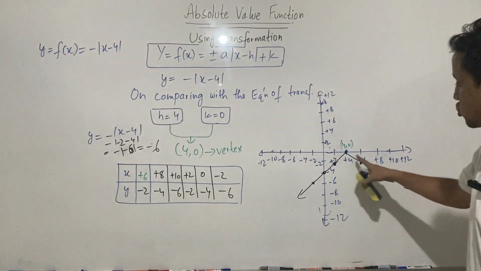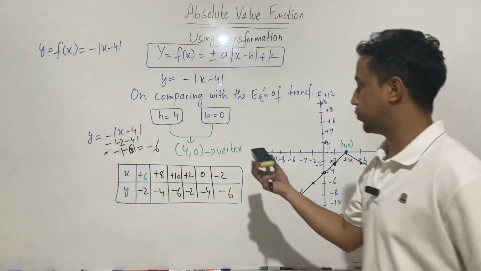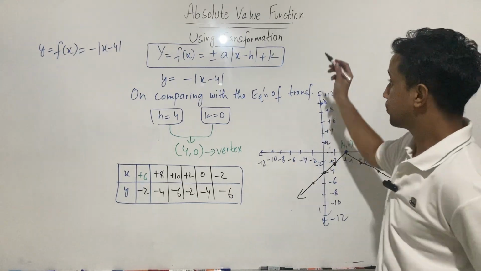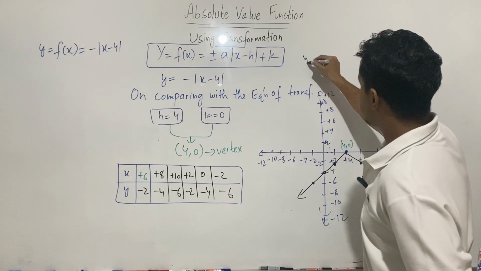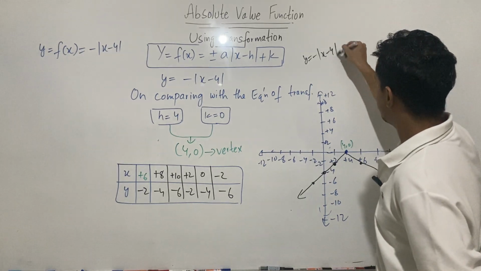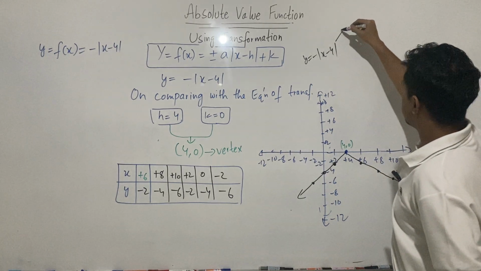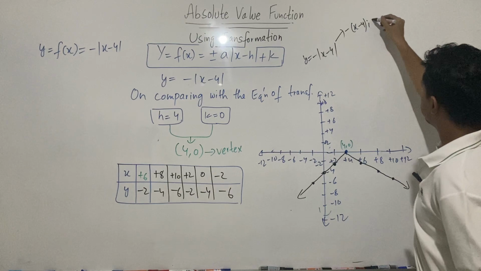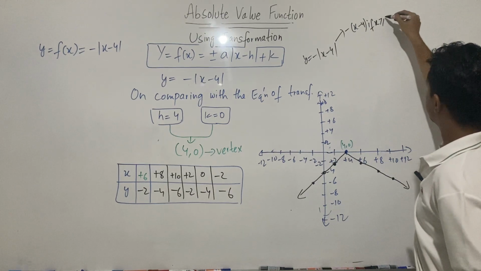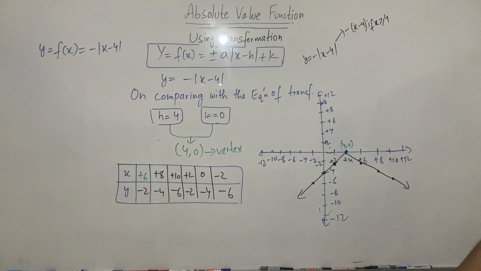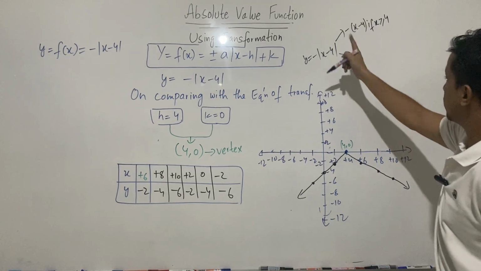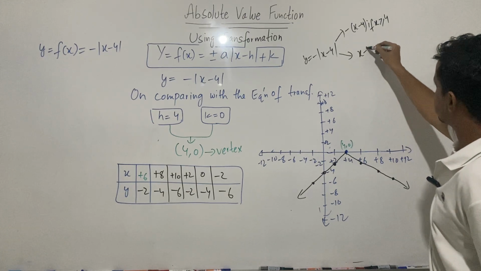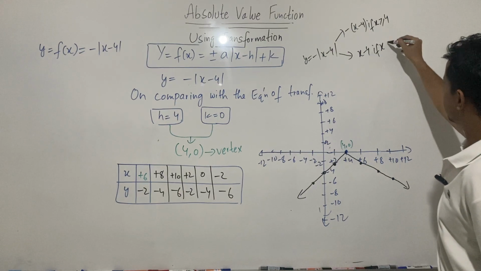Now see here, we got two lines that made a vertex at (4, 0). So we need to know the equations of these lines too, right? Here y equals negative of |x minus 4|. So the value will be minus of (x minus 4) if x is greater than or equal to 4, and here it will be x minus 4 if x is less than 4.